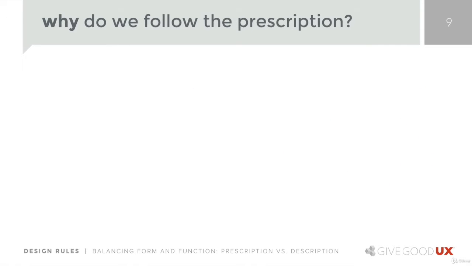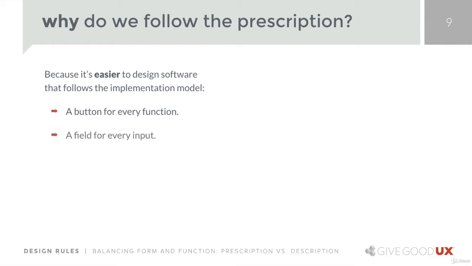So why do we follow the prescription? Because it's easier to design software that follows the implementation model. That's why. It's easy. We create a button for every function. We create a field for every input. We create a page for every single step in a transaction, right? We create a dialogue for every module of code. It's a one-to-one correlation. It makes logical sense. It's easy, okay? It's a 3-inch curb.